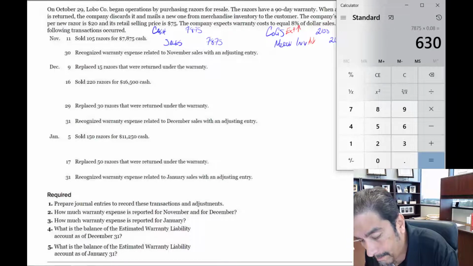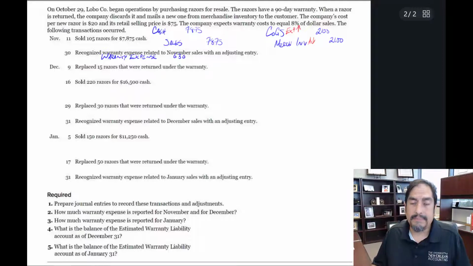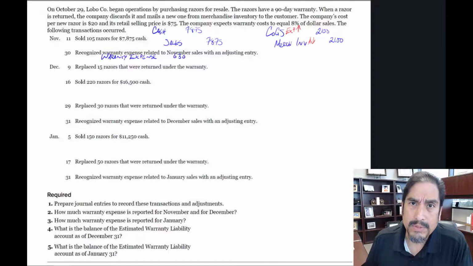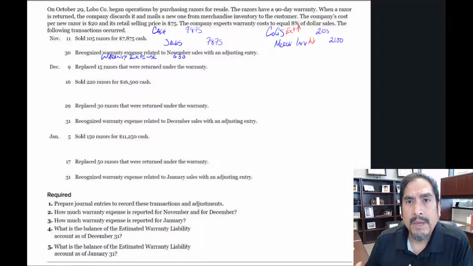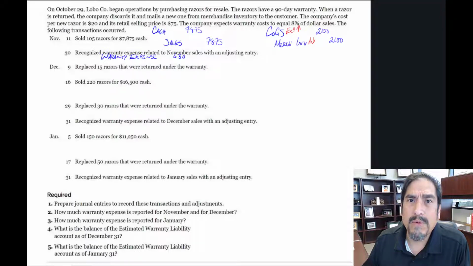So what we're going to do here is we're going to expense $630. So let me put that right here. We'll call it warranty expense for $630, and we're going to set up a liability account to put this $630 in, because we haven't gotten any returns yet. We're expensing ahead of time. We're pretty sure we're going to get returns. We're pretty sure that some razors are going to be bad. So we're preparing for that right now. We're estimating an expense to record in November so it can be matched up with November razor sales, even though we haven't gotten any bad razors yet.